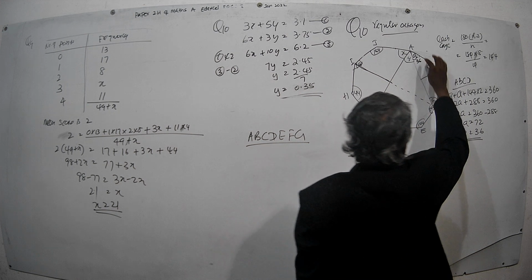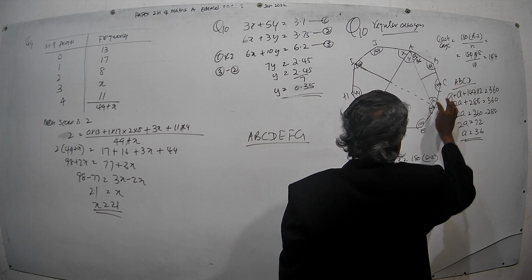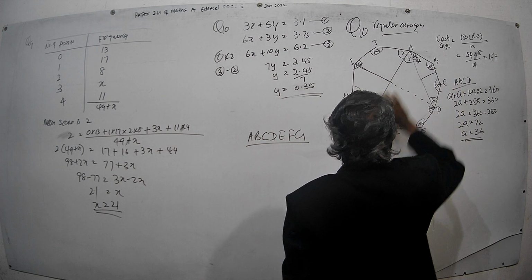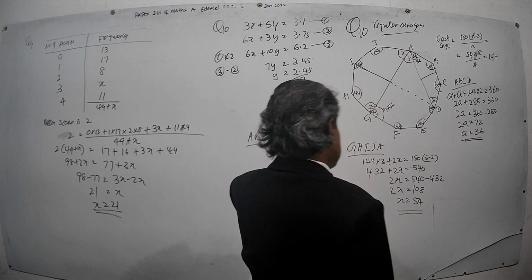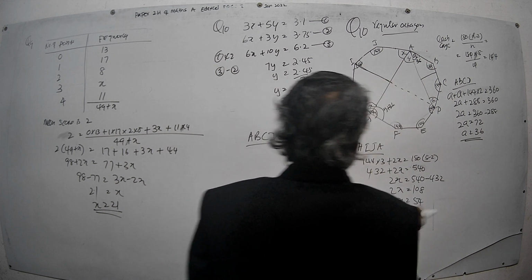This one has 1, 2, 3, 4, 5, 6, 7 sides. There are 7 sides there. That means heptagon, right? Okay. Now we will see.